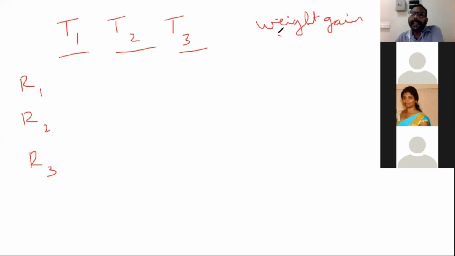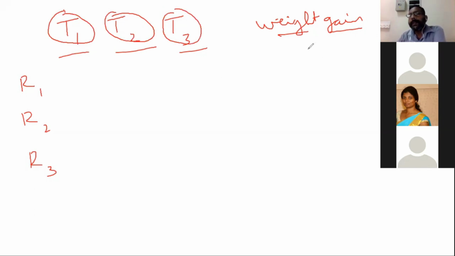What do you mean by weight gain? Anyone who is doing animal science? Now you people have to answer. What is weight gain? Let's say these are 3 rations. For animals, we are giving 3 rations. This is ration 1, right? T1 means ration 1. T2 means second type of ration. T3 means third type of ration. Now tell me, what do you mean by weight gain? Anyone?